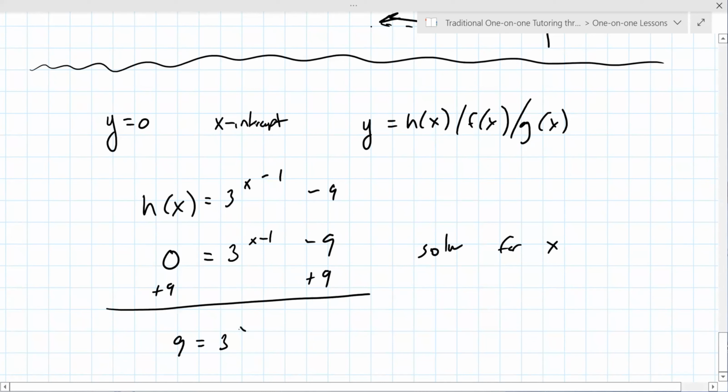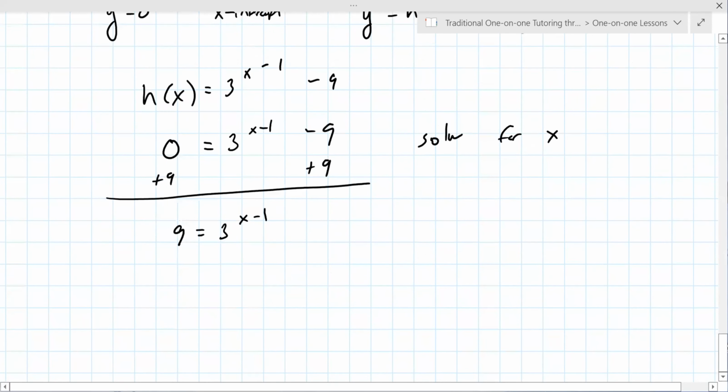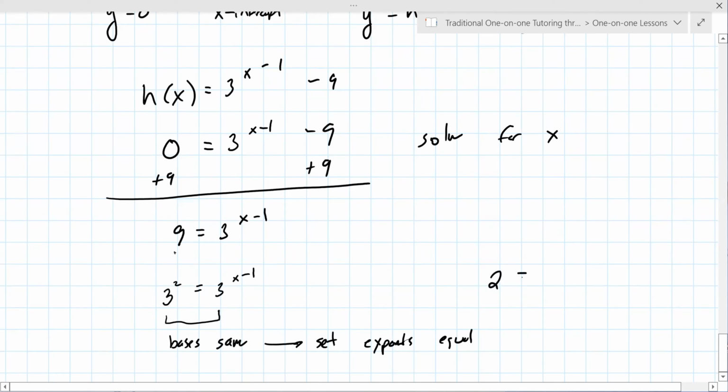9 equals 3 to the x minus 1. Since you don't know logarithms, you have to make this 9 into a 3. You do that by using a base to a power. 3 squared is really 9. When the bases are the same, you can set the exponents equal. So that's 2 equals x minus 1. You add 1 to both sides and x equals 3.